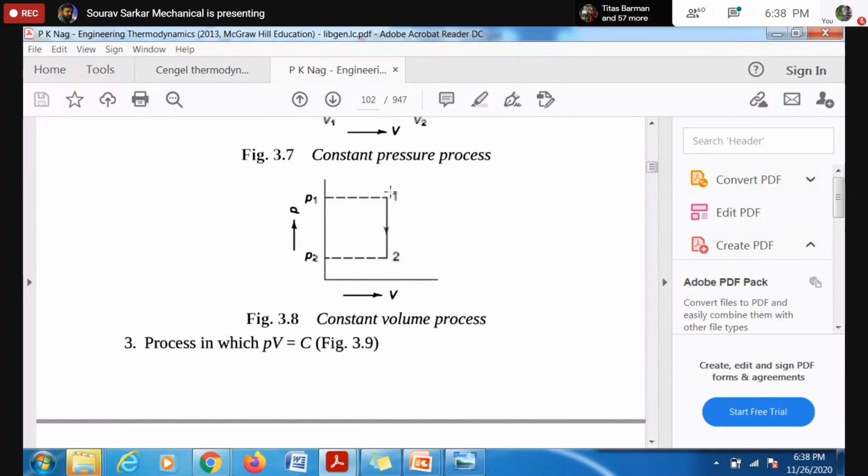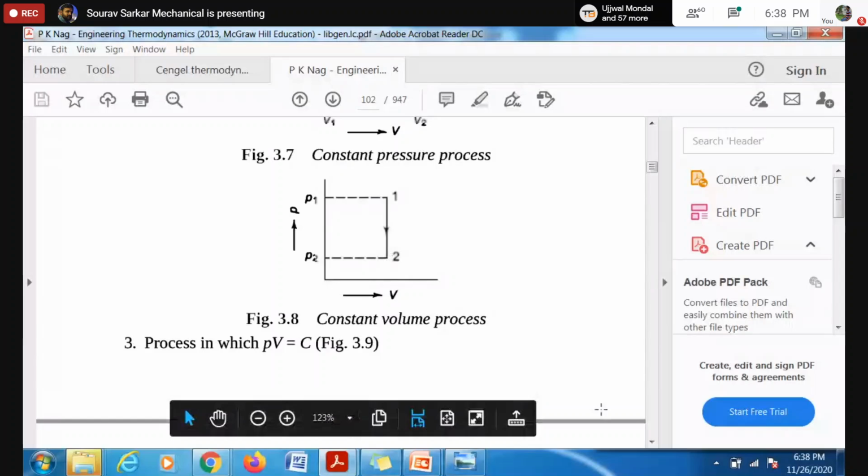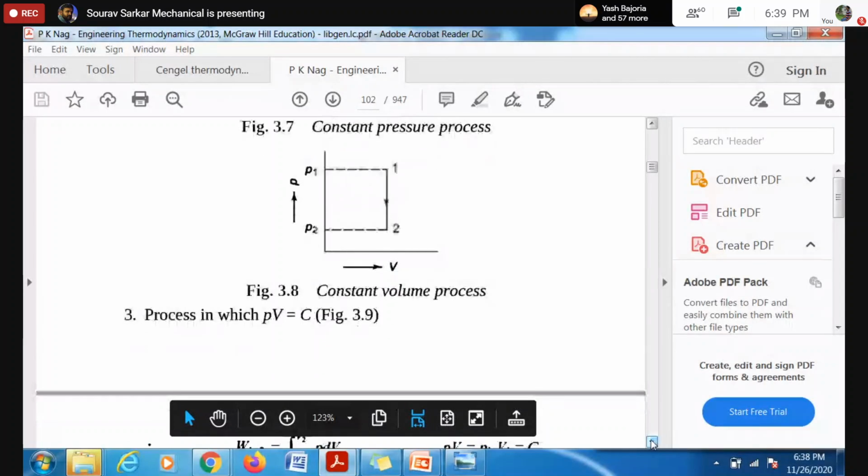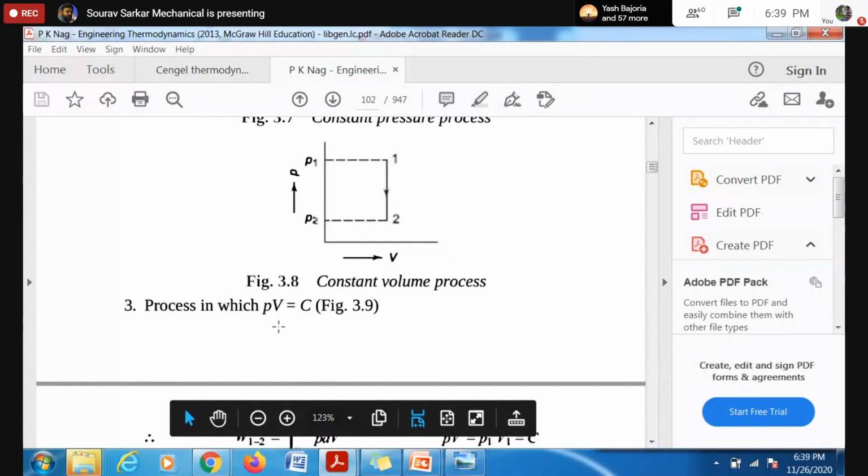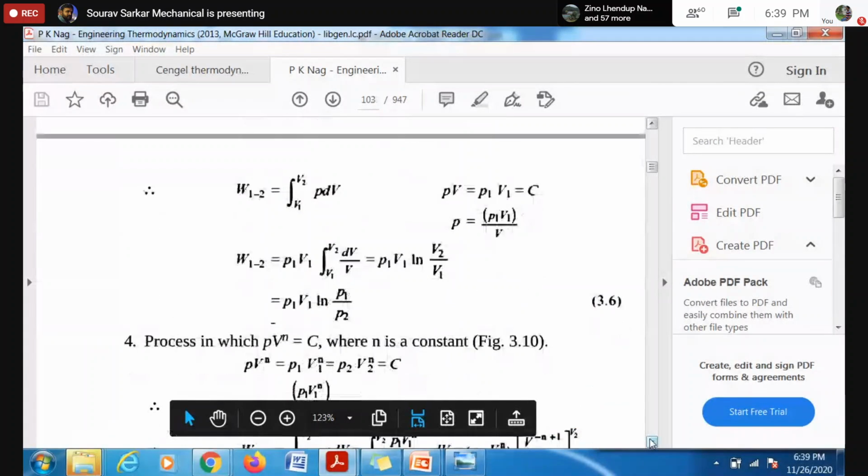If it is like this, there is no expansion. If there is no expansion, no compression, there is no mechanical work, no positive displacement work, or moving boundary work. If it is following PV equal to constant, the isothermal process, so what will happen? The integration of P dV is basically your work done.